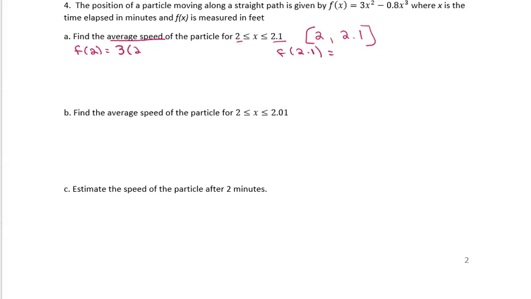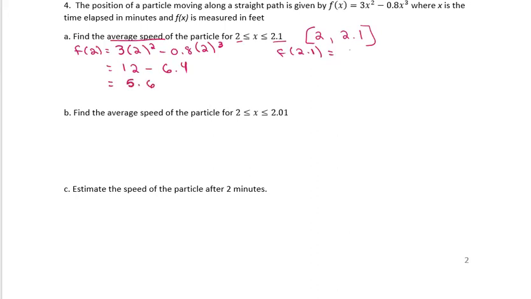So 3 times 2 squared minus 0.8 times 2 cubed. Let's solve it down. 2 squared is 4, times 3 is 12, 2 to the third is 8, times 0.8 is going to be 6.4. So simplifying down, we're going to get 12 minus 6.4 is 5.6.